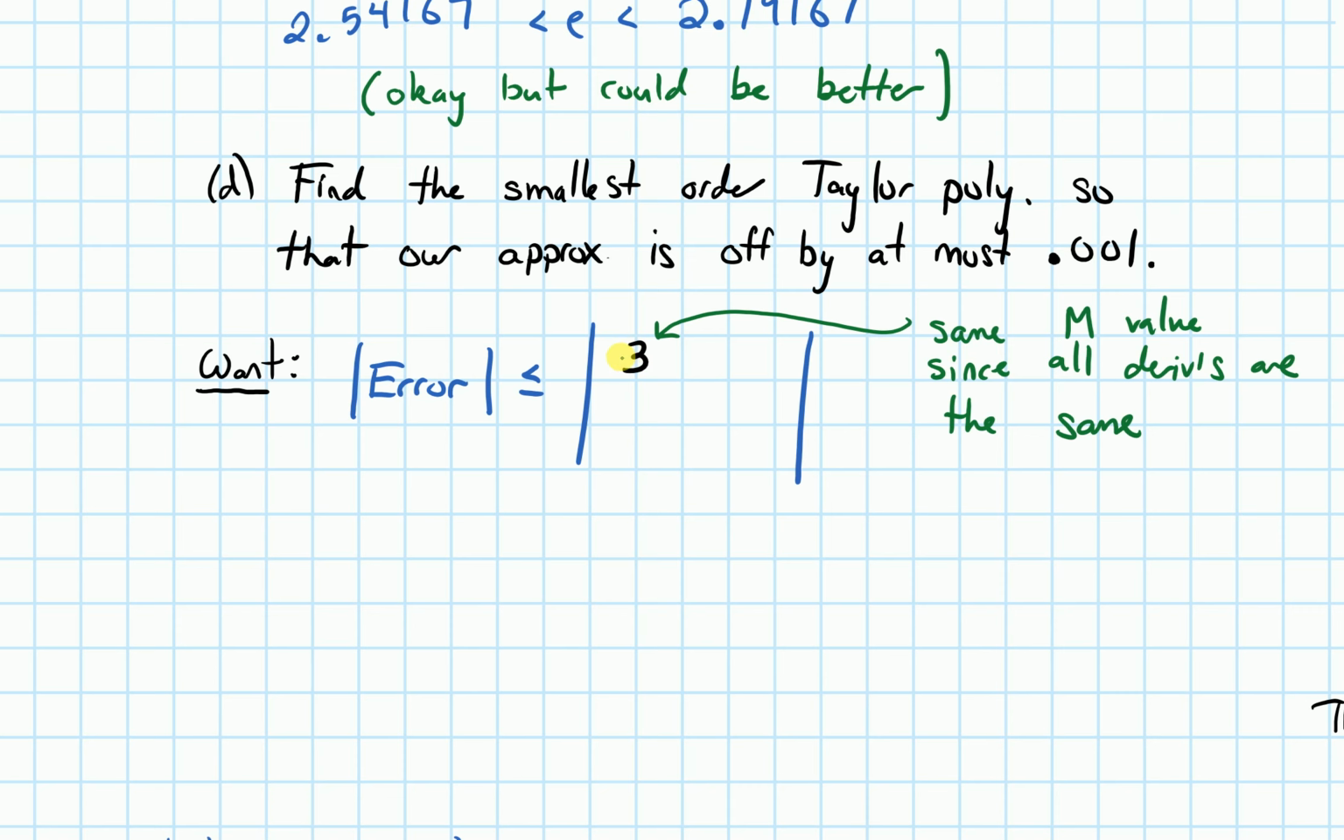Okay, in this next parentheses, it's still going to be a 1 in here, because it's the a, it's the x minus the a, and the exponent is going to be n plus 1. Now we don't know what n is. And the denominator is going to be n plus 1 factorial. Okay.